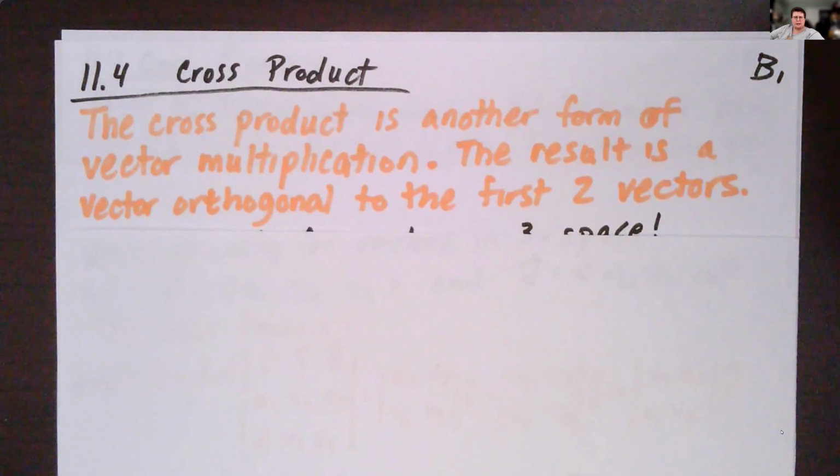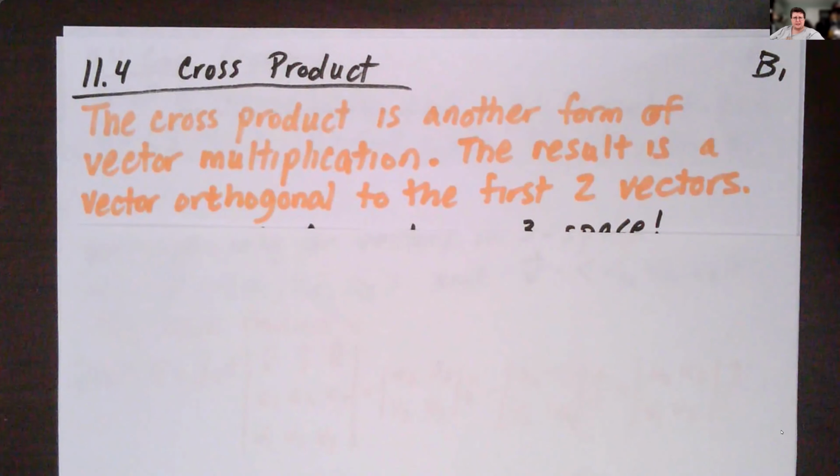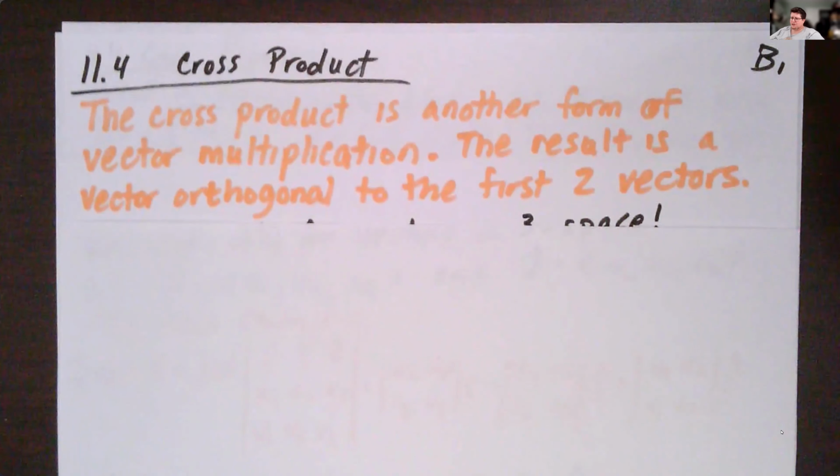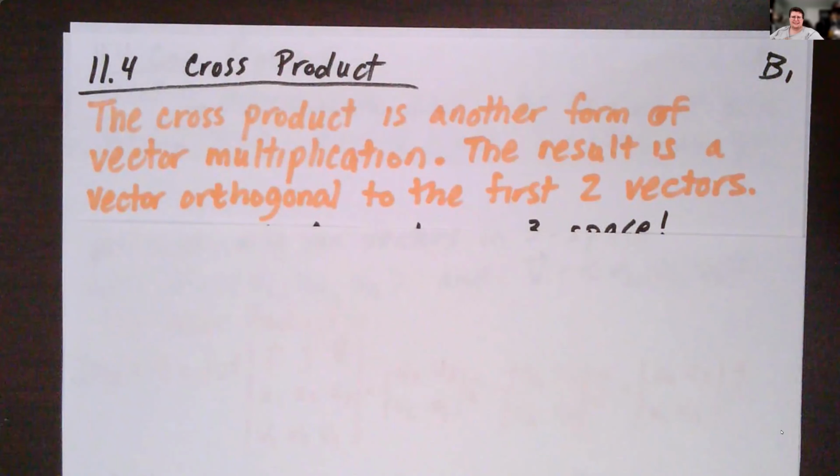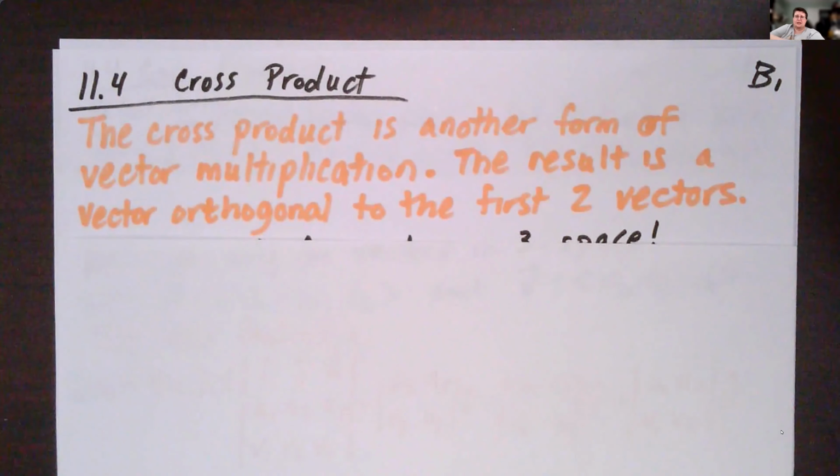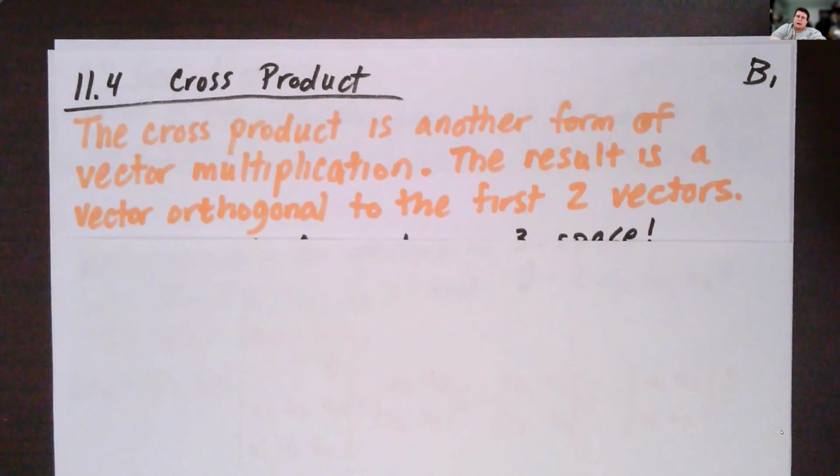We're looking at the cross product. This is 11.4 in Anton. The first video in this section we showed determinants. Now let's just talk about what the cross product is. It is another form of vector multiplication. Dot product was the first form. The second form is vector multiplication with the cross product.